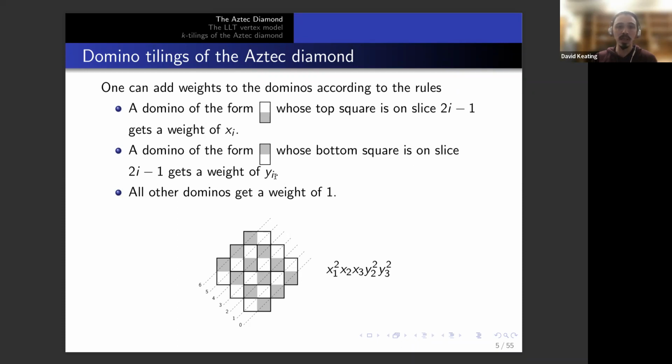And we'll assign yi's to the other type of vertical domino, where the top square is a black face. And if the bottom square is on slice 2i minus 1, we're going to get a weight of yi. So we have no y1s, but up here we have 2 vertical dominoes where the bottom square is on slice 3, and these are going to give us 2 y2s, so we get a y2 squared. And all other dominoes have weight 1.